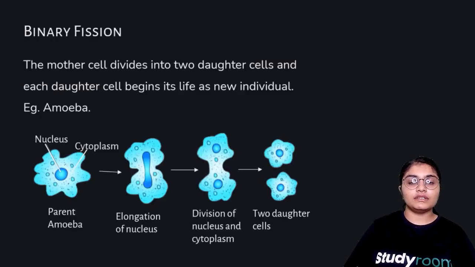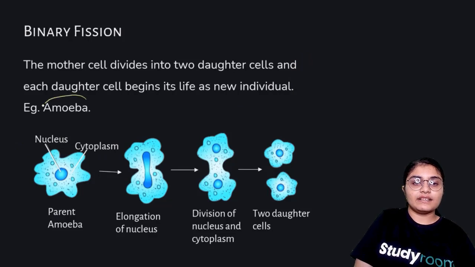Talking about the two types of fission, the first one we'll be talking about is binary fission. If a mother cell divides into two daughter cells, and each daughter cell begins its life as a new individual, then this kind of reproduction is known as binary fission. For example, it takes place in amoeba.